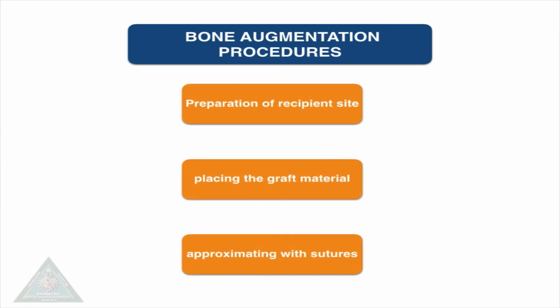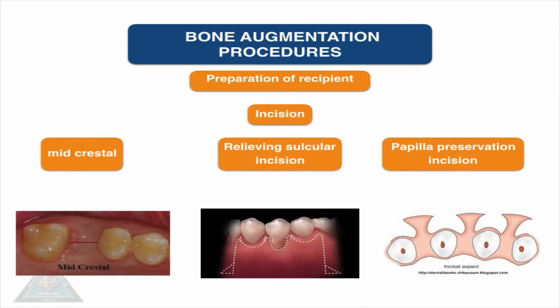The first is the preparation of the recipient site, the next is placing the graft material, and the third is approximating it with sutures. In the preparation of the recipient site, incision plays a vital role. There are three types of incision: the mid-crestal, the relieving circular incision and the papilla preservation incision. The crestal design is made along the crest of the ridge. This incision is preferred because it results in less bleeding, easier flap management and faster healing.